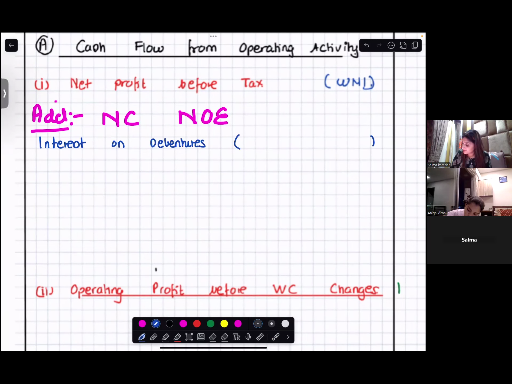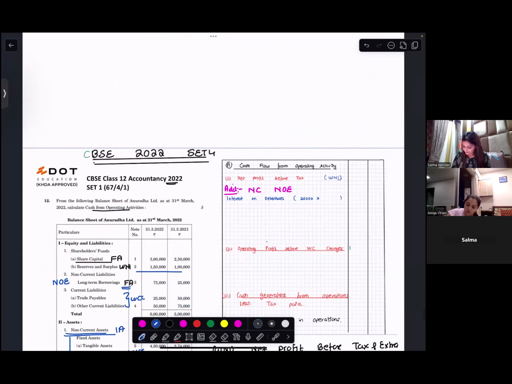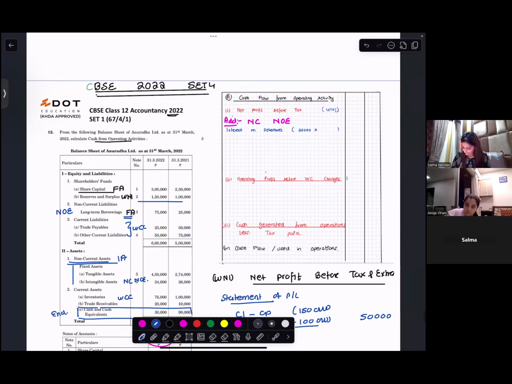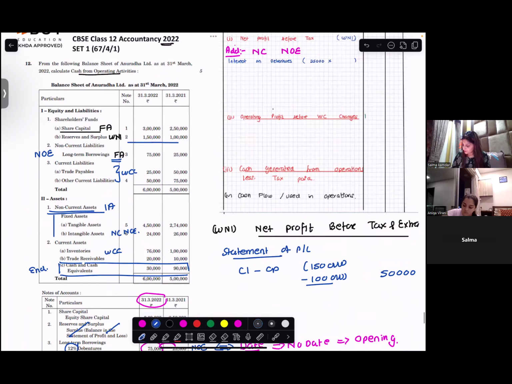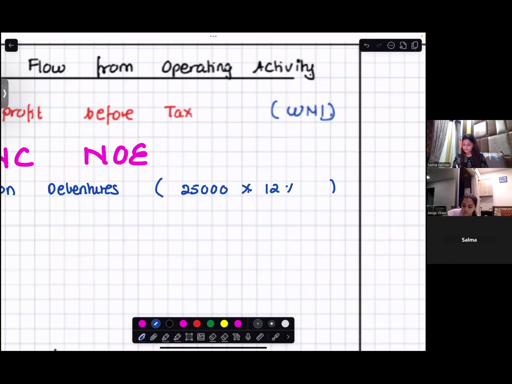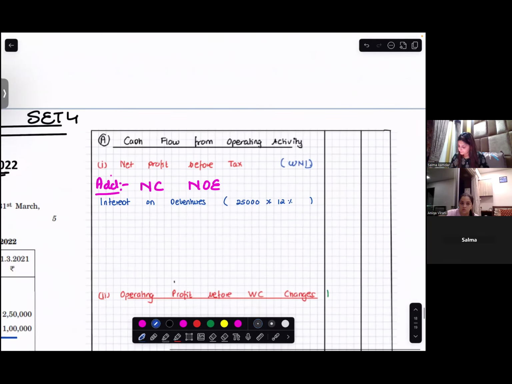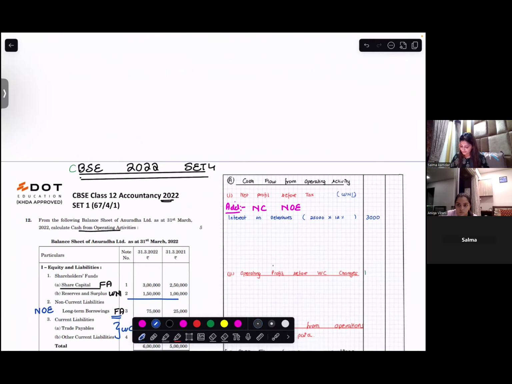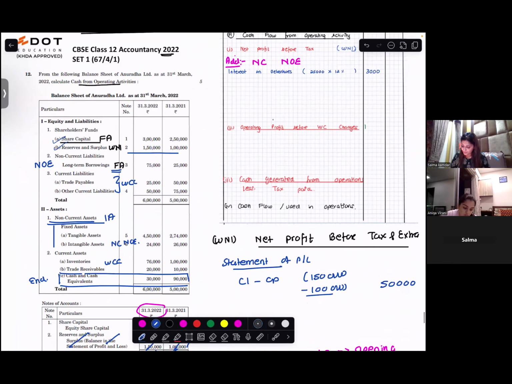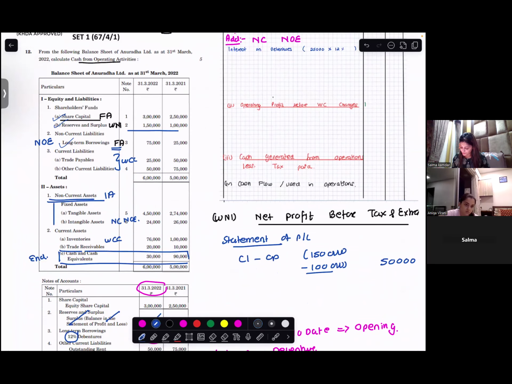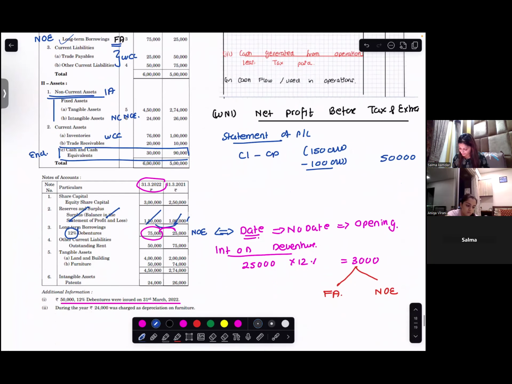Better to show the working here only: 25,000 into 12%, so 3,000. I write the 3,000. A part is done, B part is done, borrowing is done, and I've also checked the notes to accounts and additional information.